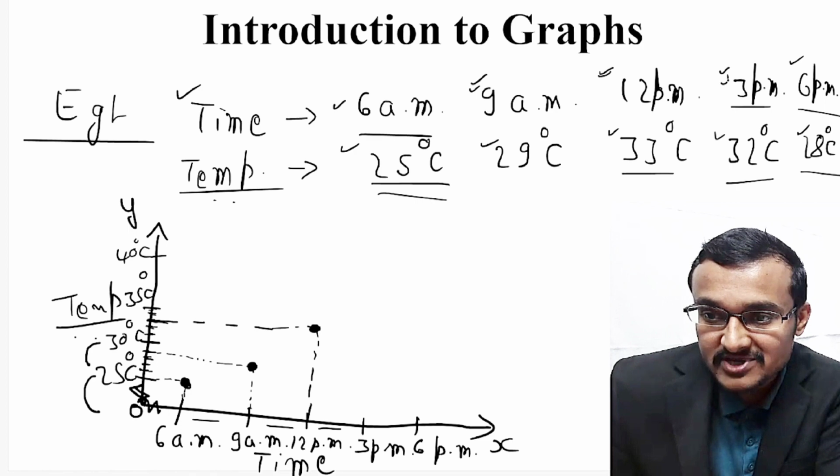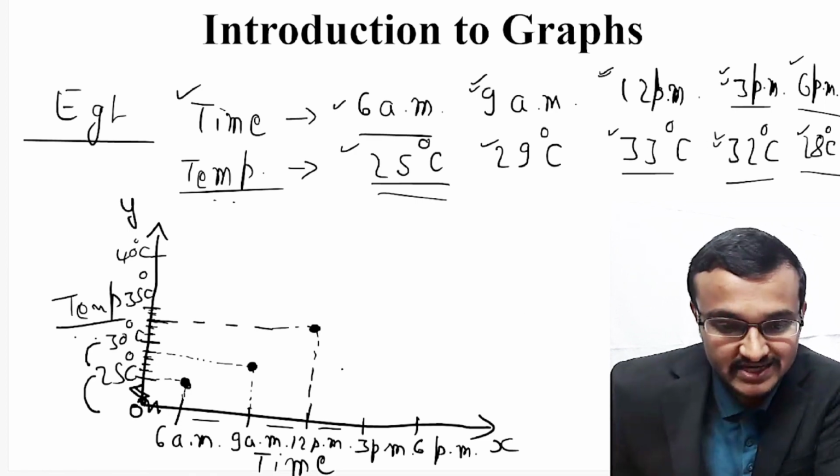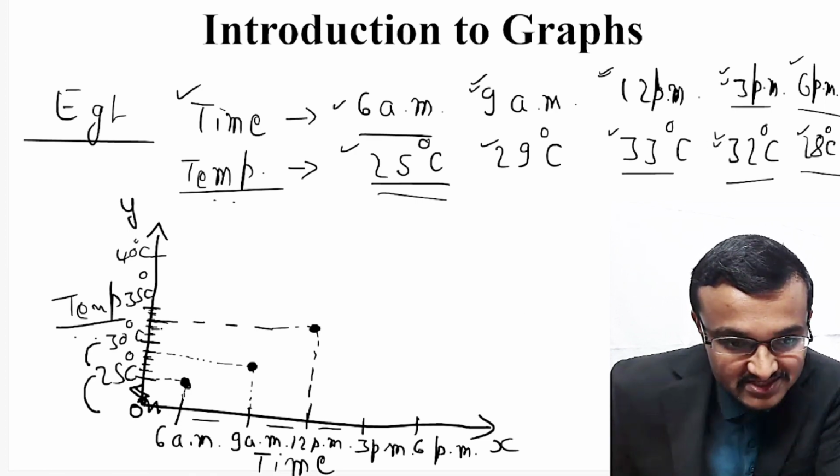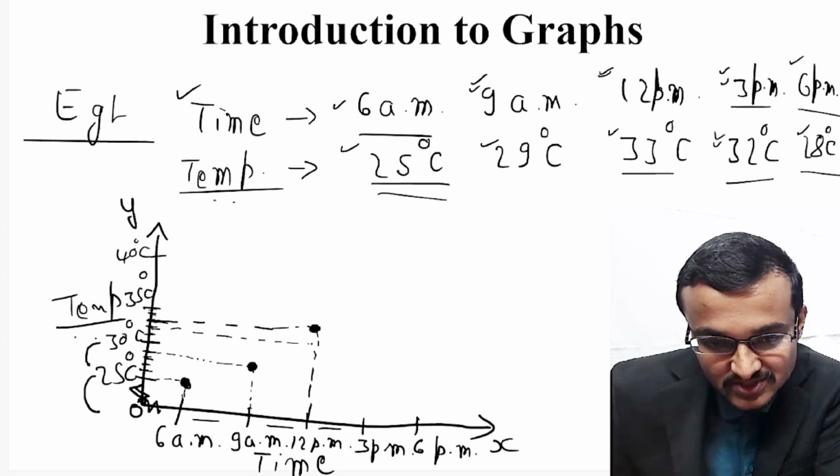And this 3 p.m. and 32 degrees Celsius will be your fourth data point. So 32 degrees Celsius is just behind 33 degrees Celsius. You can just draw a perpendicular line like this, and you can also draw a perpendicular line from this 3 p.m.